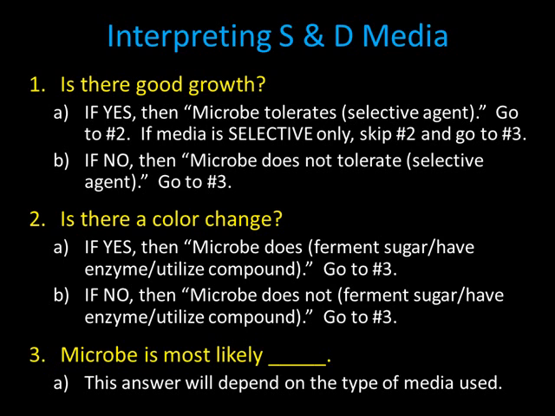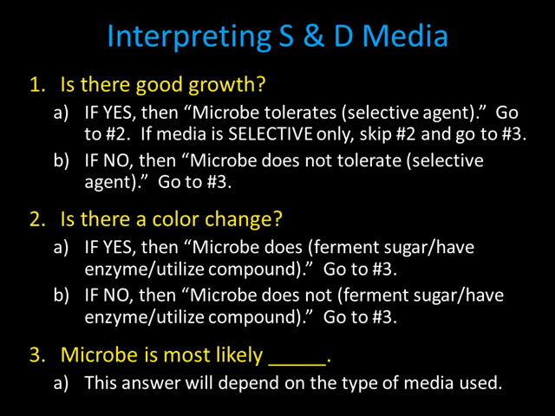On step 3, you may be able to name the genus and species of the microbe, but most of the time, one medium is not sufficient to do this, and your interpretation will be more general in nature. For example, the microbe is most likely gram-positive, or the microbe is most likely a coliform. Your statement for step 3 will vary according to what the medium is designed to measure.